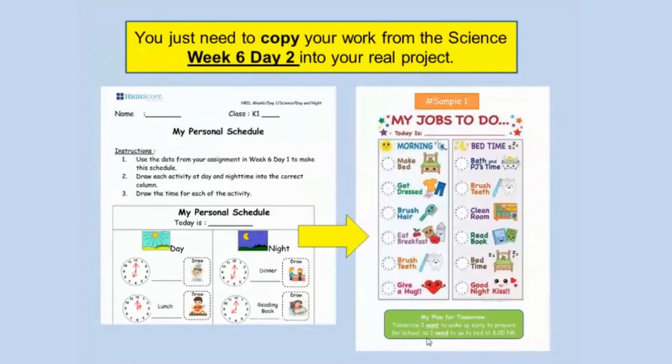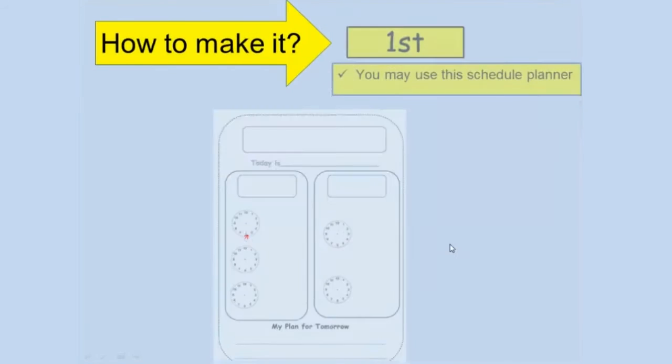Okay, you just need to copy your work from Science Week 6 Day 2 into your real project. You need to find again your assignment that says my personal schedule. It is on week 6 Day 2. And then you will make it into the real project. It looks like this. How to make it?